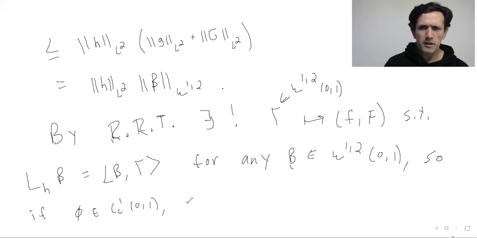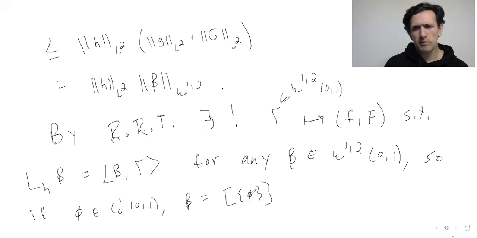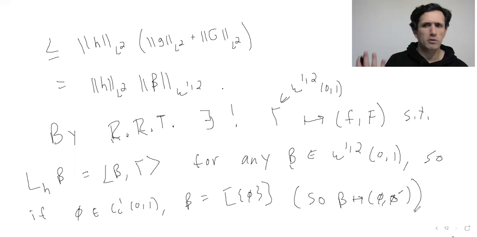and let's do something kind of silly. Beta is just the class generated by this constant sequence. Certainly this is in C^1, 2. So beta obviously is associated to phi and phi prime, being the actual ordinary, regular, traditional derivative of phi.